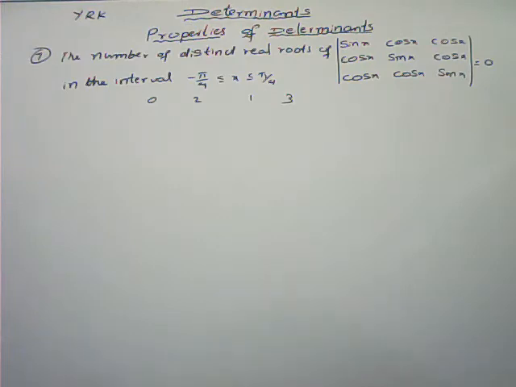Next one. The number of distinct real roots of that determinant equals 0 in the interval minus pi by 4 to pi by 4. This is also related to the previous step only. Here, how to simplify? If any simplification is there, first we can simplify. After that we can expand. Directly also we can expand, but that one is lengthy.